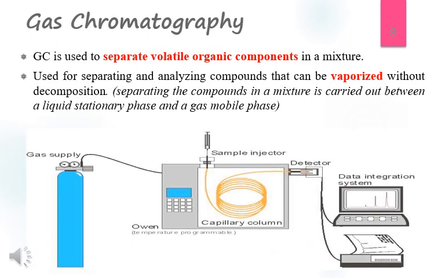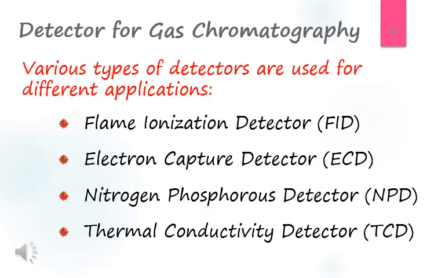GC is gas chromatography, which is used to separate volatile organic components, and for separating as well as analyzing compounds that can be vaporized without any decomposition. Here is the schematic diagram of GC. There are various types of detectors used for different applications, including flame ionization detector, electron capture detector, nitrogen phosphorus detector and thermal conductivity detector.